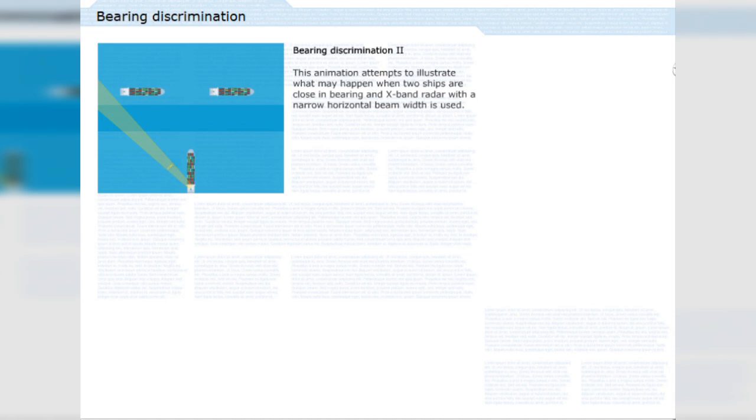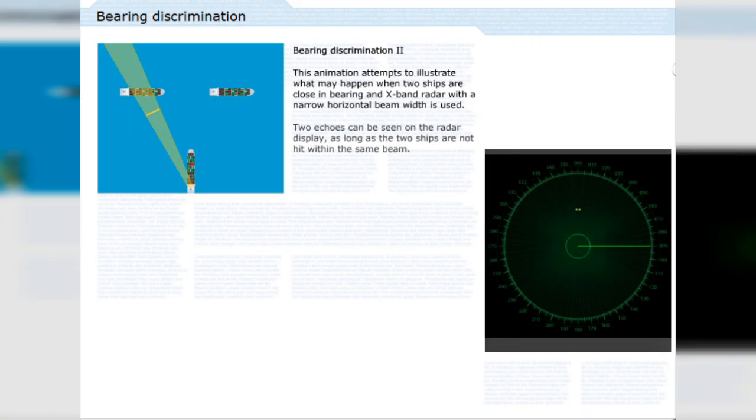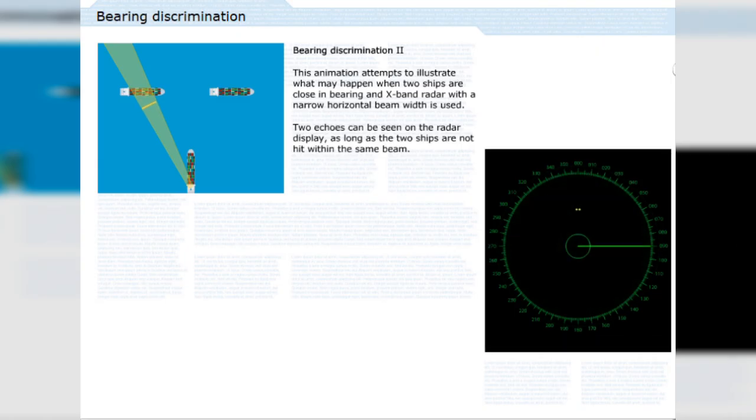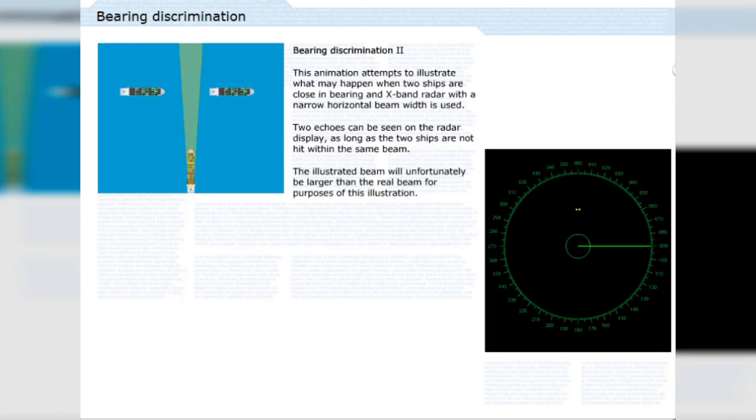This animation attempts to illustrate what may happen when two ships are close in bearing and an X-band radar with a narrow horizontal beam width is used. Two echoes can be seen on the radar display, as long as the two ships are not hit within the same beam. The illustrated beam will unfortunately be larger than the real beam for purposes of this illustration.